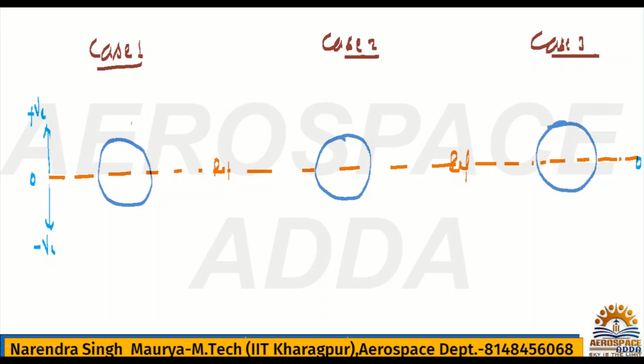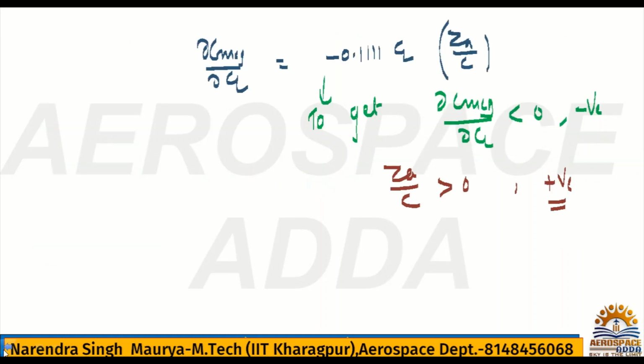Wherever the location of the wing, there will be the aerodynamic center, because the aerodynamic center relates to the main wing only, because it's related to the lift force. The main wing is going to produce lift. So wherever the location of the main wing, there will be the aerodynamic center. Now suppose here you have written ZA by C, which is positive. To get dou CM CG by dou CL negative, ZA by C must be positive. Then only it will be stable.